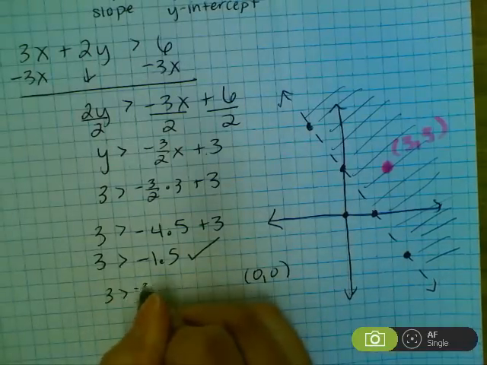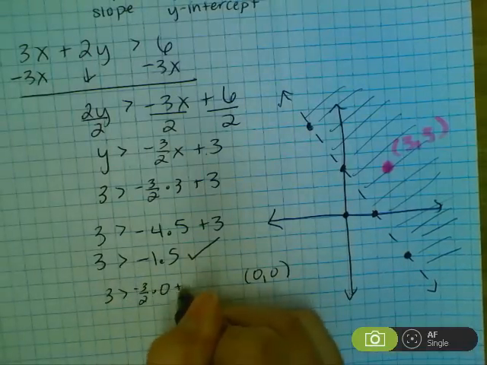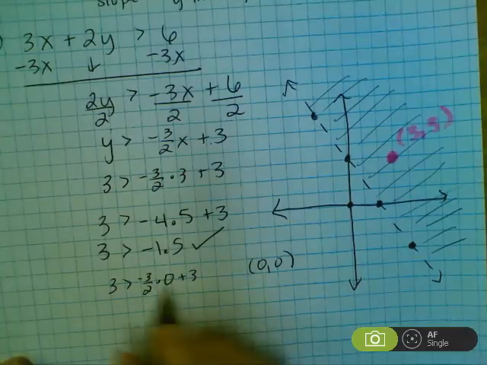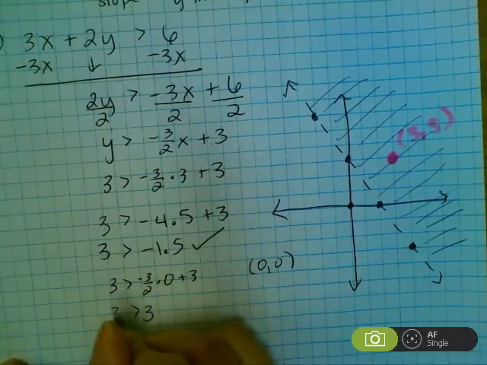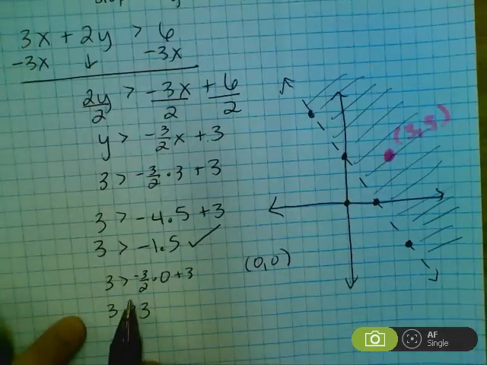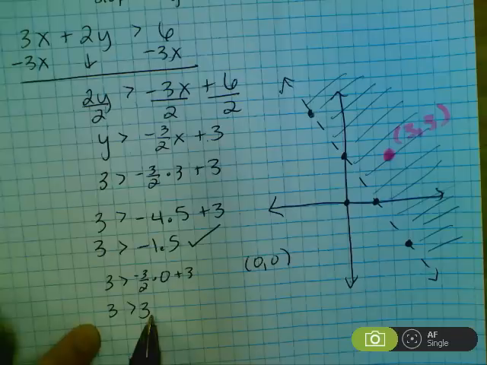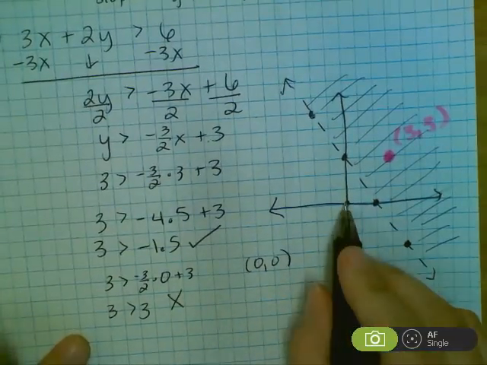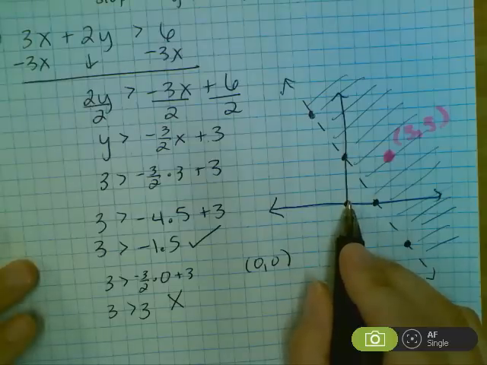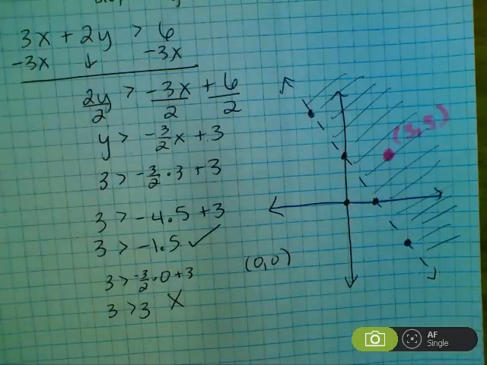If I put that in, negative 3 halves times 0 is 0, so this is just a 3. 3 is not greater than 3. It's greater than or equal to, but there's no equals to sign here, so as it stands, this is not a true statement, which means 0, 0 should not have been included in my shading. Since 0, 0 is not in my shading, I know that I've done it correctly.